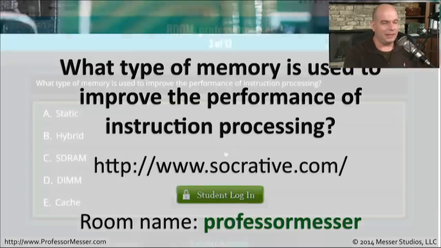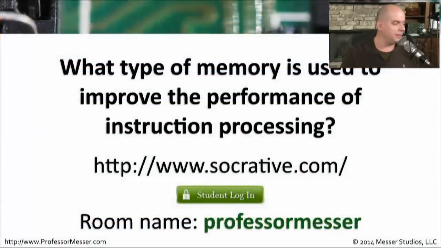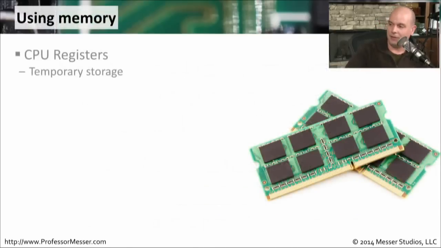We've got a lot of people answering this. Again, you can go out to Socrative and answer static, hybrid, SDRAM, DIMM, or cache as the type of memory that can improve the performance of instruction processing. When I'm referring to instruction processing, I'm really talking about a number of different things. Let's have a look at memory.